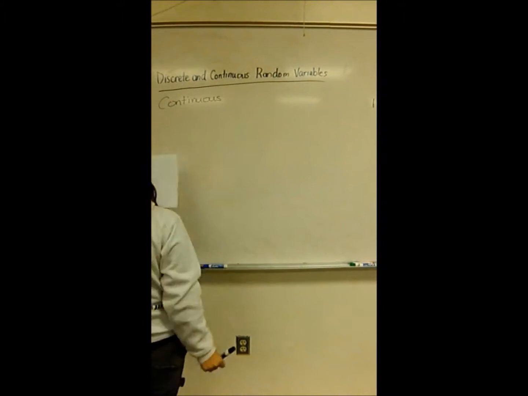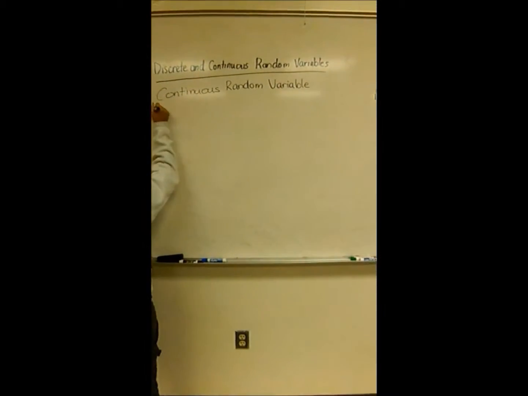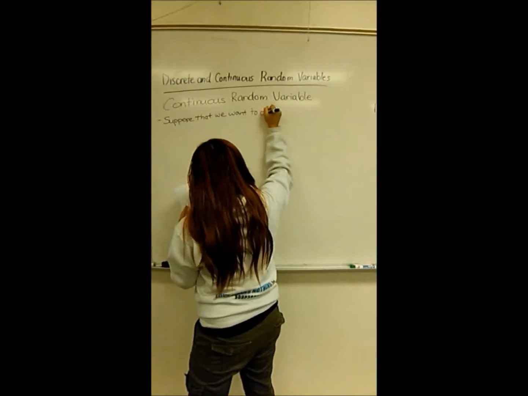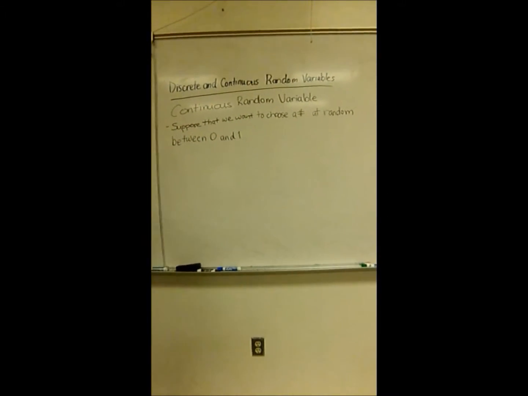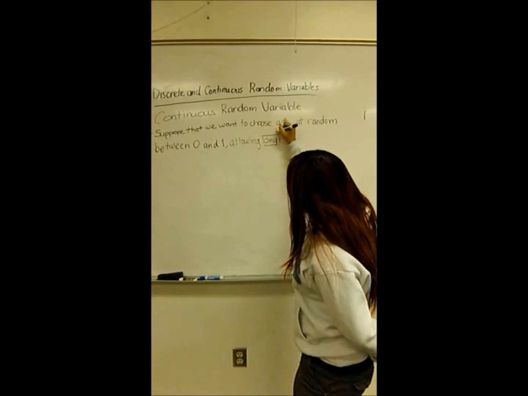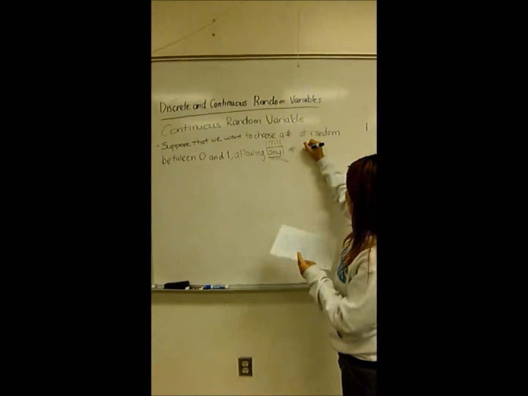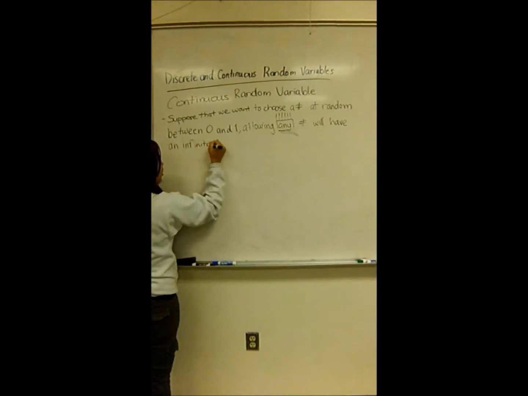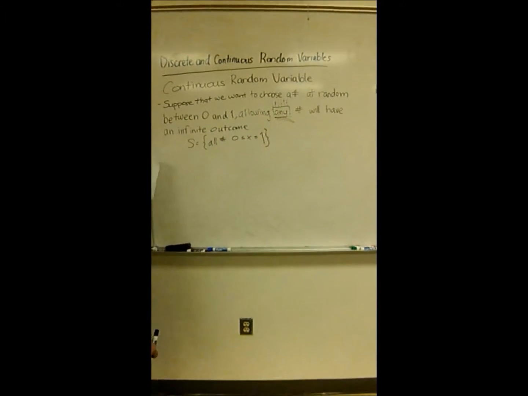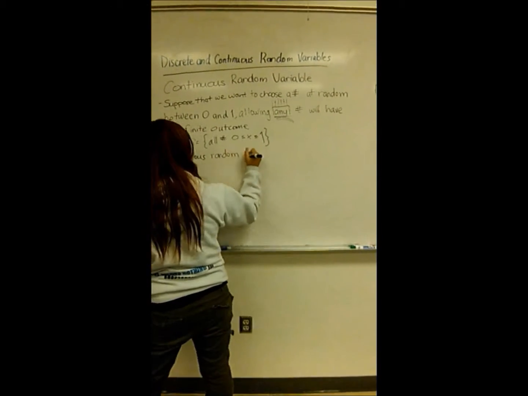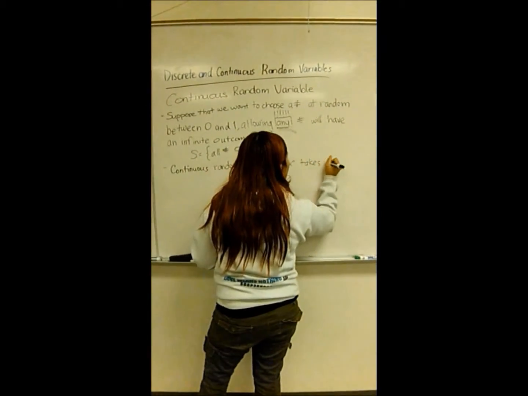Continuous random variables. Suppose that we want to choose a number between 0 and 1 at random. Now, also assume that any number can work at all. This will have an infinite number of outcomes. Why? Because 0.1, 0.01, and 0.001 are all numbers between 0 and 1.